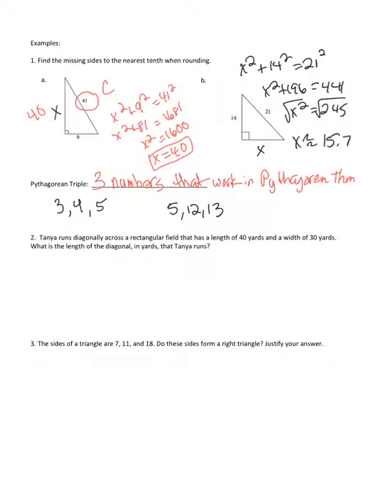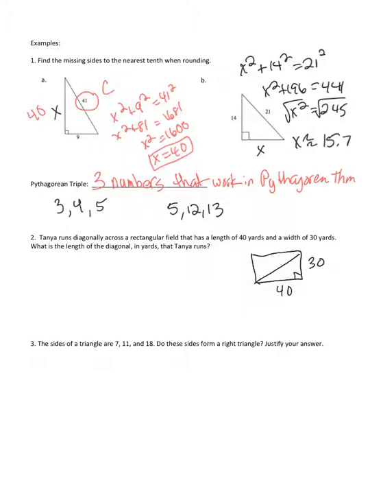So let's look at these word problems now. We have Tanya. Tanya runs diagonally across a rectangular field. That field has a length of 40 and a width of 30, and we want to know the length of the diagonal. So rectangle problems are common when you deal with the Pythagorean theorem. Here's my rectangle. We know in a rectangle the corners are right angles, and there's the diagonal. Width of 30, length of 40.